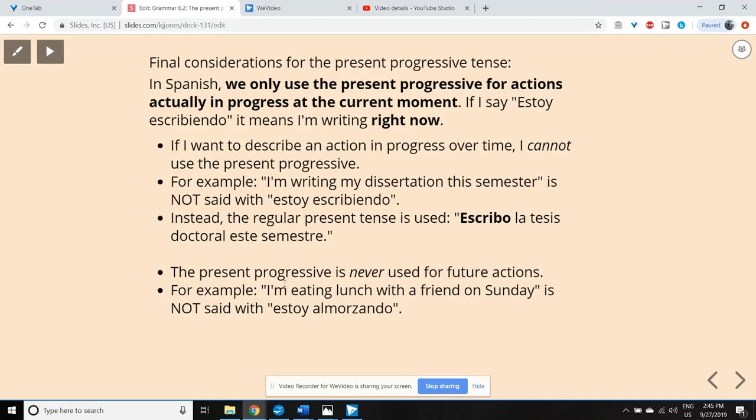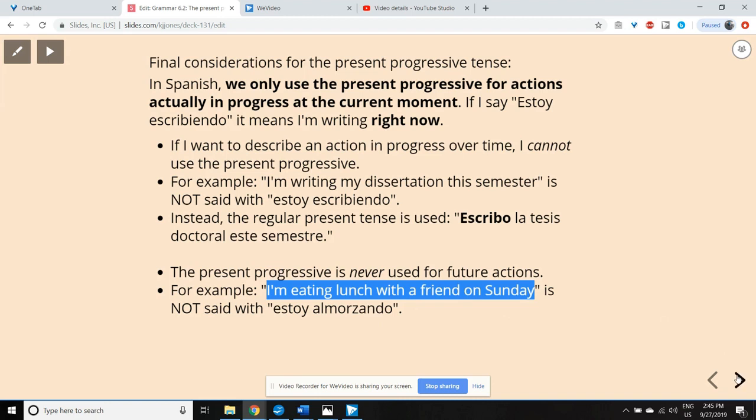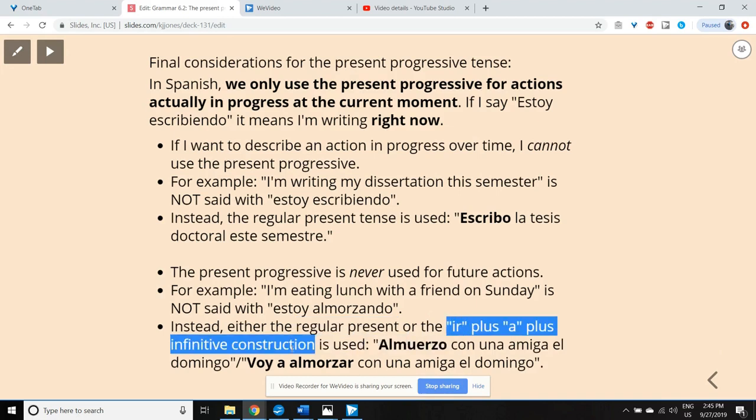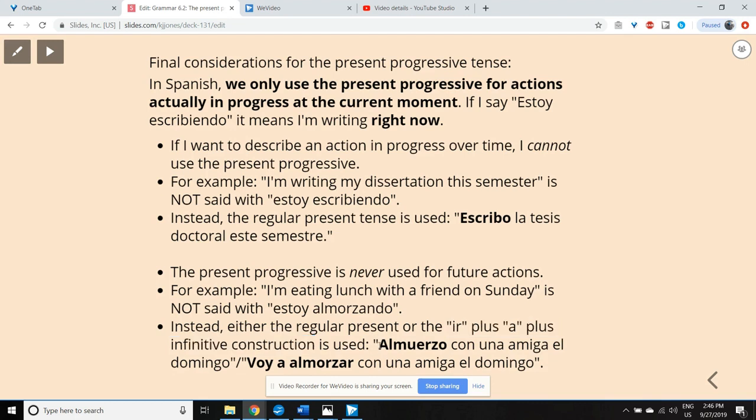End of story. So this future action, I'm eating lunch with a friend on Sunday, is of course narrated one of two ways in Spanish, either with the regular present tense, which is just fine for proximate future actions in Spanish, or you can use the ir plus a plus infinitive construction that we already learned in Spanish 1 to express future actions. So the two options to express this correctly would be almuerzo con una amiga el domingo. I don't know why I almost changed Sunday to sábado, it's Saturday. Almuerzo con una amiga el domingo, and that's just the regular present to narrate this proximate future action.